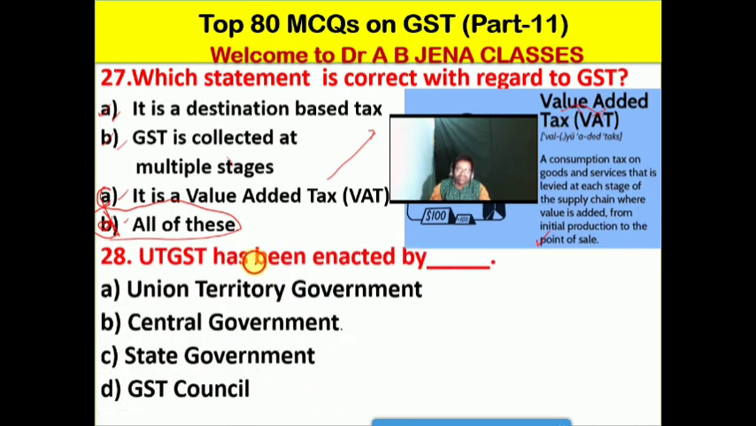So next one हम देखेंगे, UTGST has been enacted by कौन सा गवर्नमेंट? Whether A, union territory government, B, the central government, C, the state government, D, the GST council. Friends, so B is the right option for this MCQ.